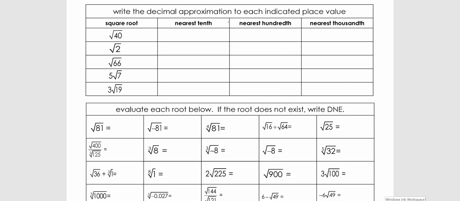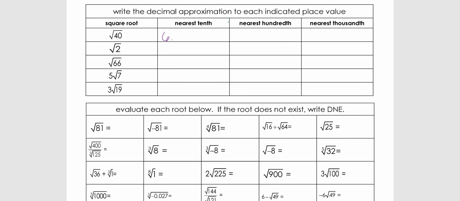All right, so we're going to write the decimal approximation for each indicated place value. The reason we were doing the previous part where we were estimating which numbers it would be between is to make sure our decimal approximation makes sense. So the first one is the square root of 40. Now we had decided that was going to be between 6 and 7. So it's going to be 6 point something. Okay, so that's something we can rely on. We don't know what that something is. So to find out what that something is, we're just going to run it through a calculator.